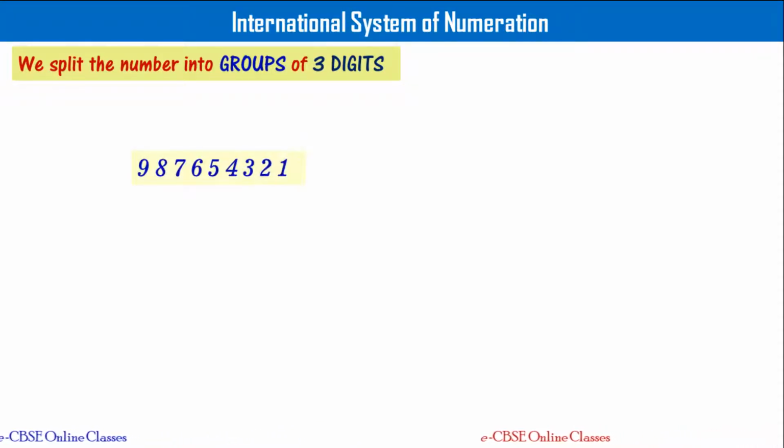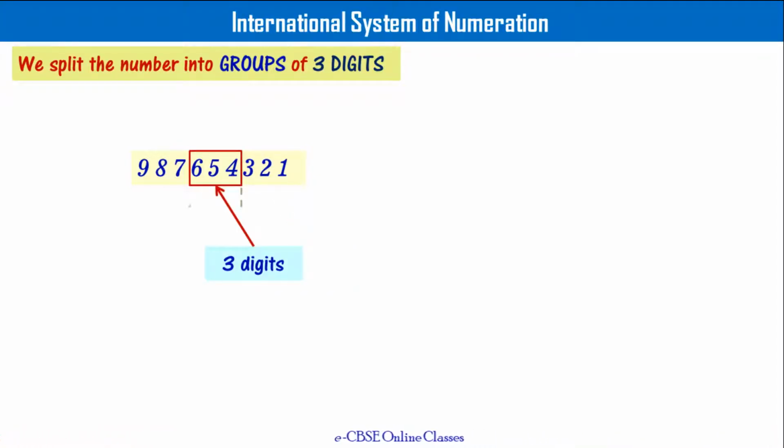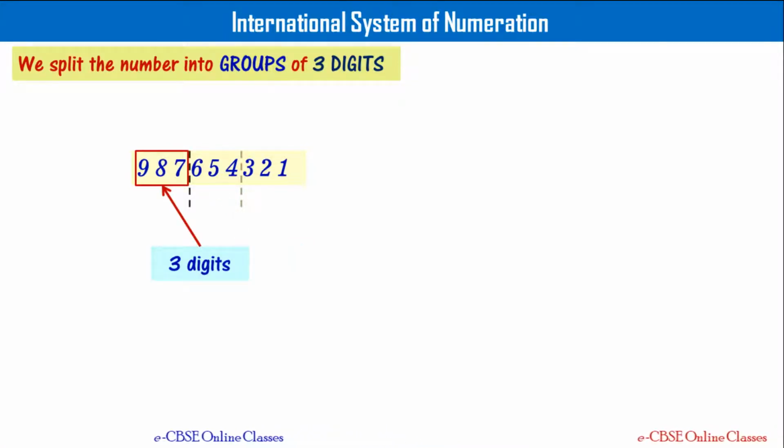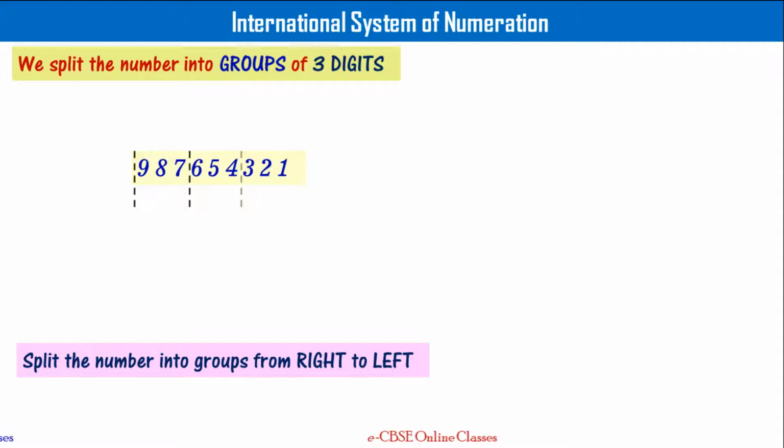It means if you are given a number with following digits 9, 8, 7, 6, 5, 4, 3, 2, 1, what we do is we start from the right and find the three digits and put a mark there, and then find three more digits and put a mark there, and then find three more digits and put a mark there, and this process goes on. What we have seen just now is we have split the number into groups from right to left, right? Please take a note of that.